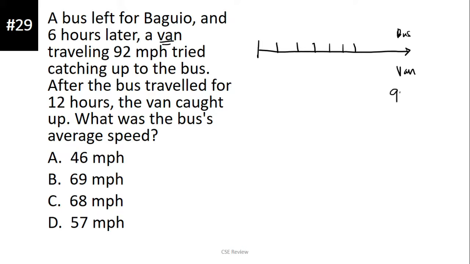Traveling, ang van daw na-travel 92 miles per hour. Okay? Now, ang sabi, after the bus traveled for 12 hours, nakahabol yung van. So, ibig sabihin, ilang oras bumiyahe yung bus? 12. Ngayon, meron na siyang 6 dito. Meron pa siya uling 6. Kasi 12 hours bumiyahe yung bus. Ngayon, tanong, ilang oras bumiyahe yung van? Okay? Kung 12 hours in total bumiyahe yung bus, at after 6 hours, saka nagsimulang tumakbo yung van. Ibig sabihin, ang van, ang travel niya is just 6 hours.